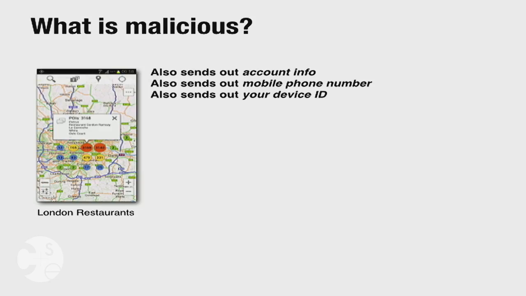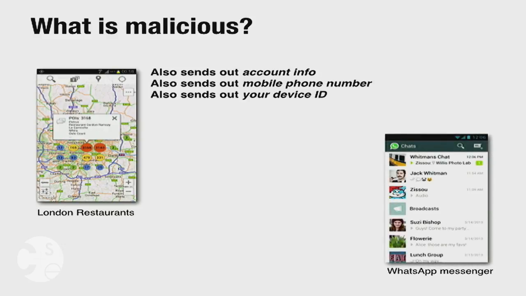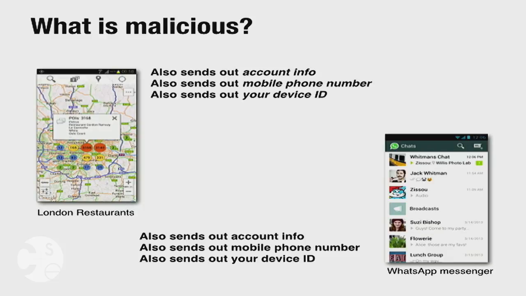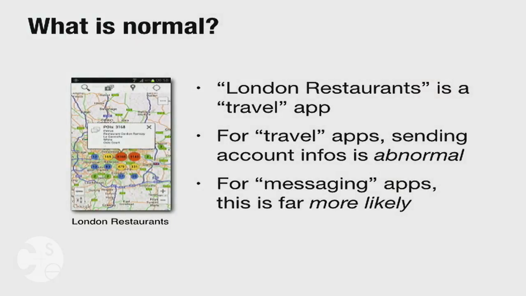At this point, I started wondering, what is the definition of malicious behavior? Does it mean that every application that sends out the account information or collects the mobile number or the device ID is malicious? Well, unfortunately, it's not that easy, because if you think about other applications, for instance WhatsApp, it does exactly the same things. But nobody would consider this behavior in WhatsApp as something malicious. So in essence, the key point here is that it really depends on what type of application we are looking at. So then we started thinking from another point of view and said, maybe it's easier to think about what is normal behavior instead of what is malicious behavior.